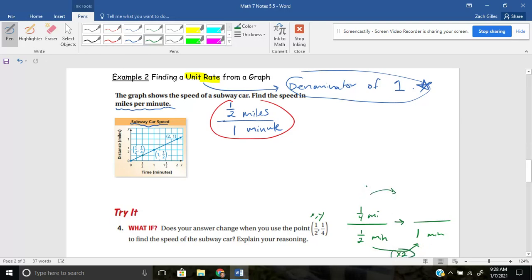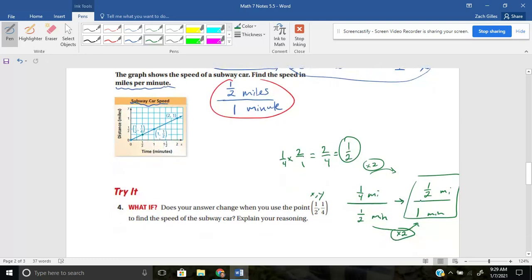So if I multiply by 2 on top, 1/4 times 2 would give me 2/4, which is the same as a half. So does my answer change at all? No, definitely not. I'm still going 1/2 of a mile in 1 minute. And that makes sense because it's still on this line. This point is on the same line as my other point was. So it's proportionate. My speed is still the same.